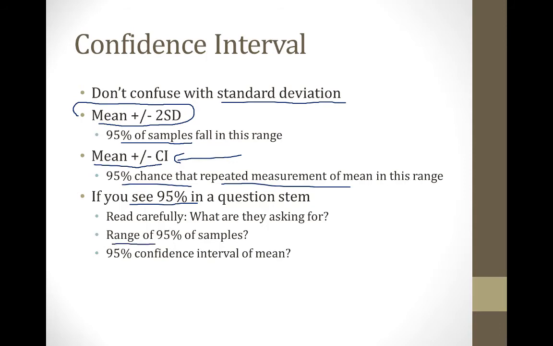Do they want to know the range in which 95% of your samples in your data set fall? That's the mean plus or minus 2 standard deviations. If they ask for the 95% confidence interval of the mean, then they're asking for this value right here. And make sure you understand the difference between those two.